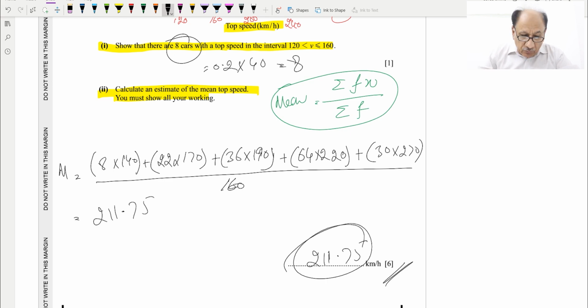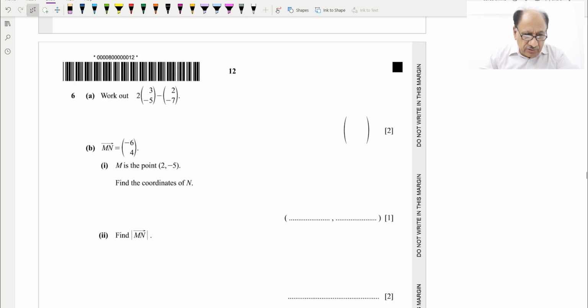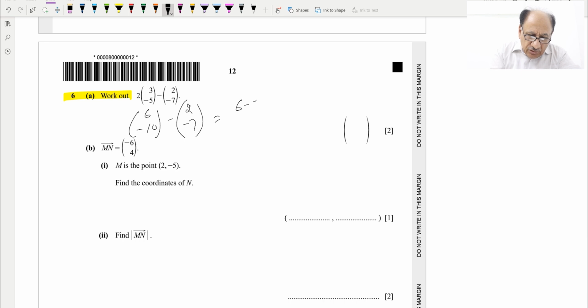It was a good question. Now this is question number 6, and question number 6 is column vectors. There's a workout, so we just need to calculate this. So we can multiply this as 2 into 3 will be 6, and minus 10 and minus 2 and minus 7, and this will be equal to 6 minus 2 and minus 10 plus 7, minus minus will be plus, and this will be equal to 4 and minus 3. So this will be our answer for 2 marks.